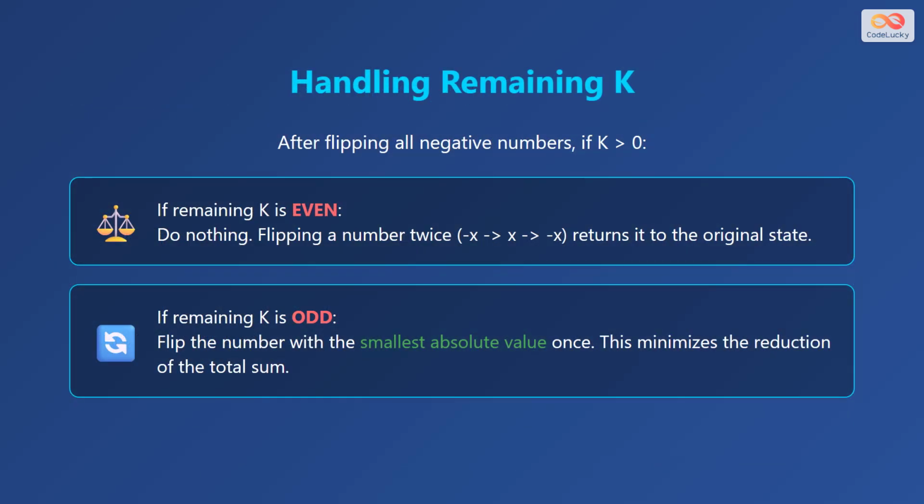There is a shortcut for the remaining k. If k is even, we can flip the same number back and forth, resulting in no change. If k is odd, we effectively perform one flip. So, we only need to flip the smallest absolute value once if the remaining k is odd.